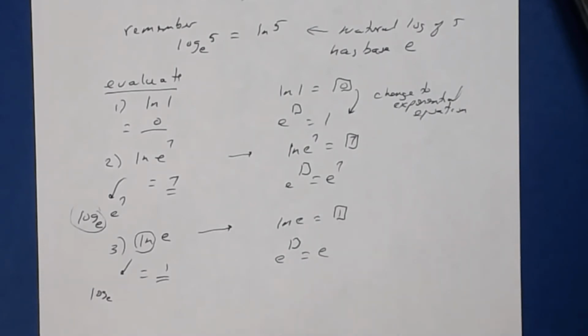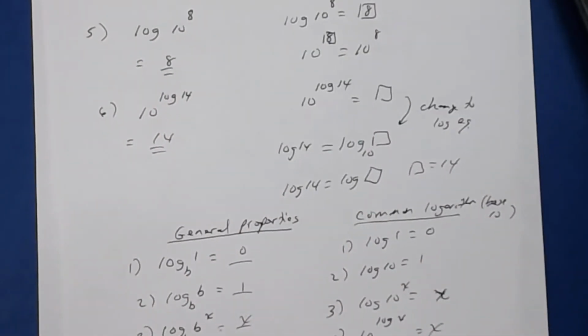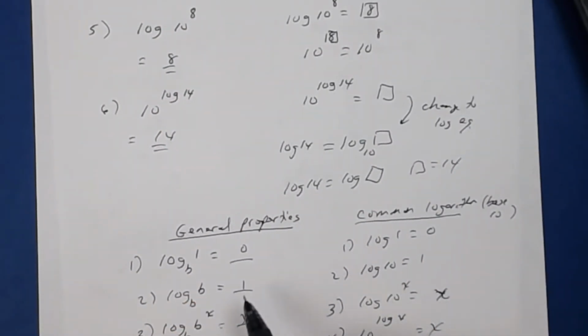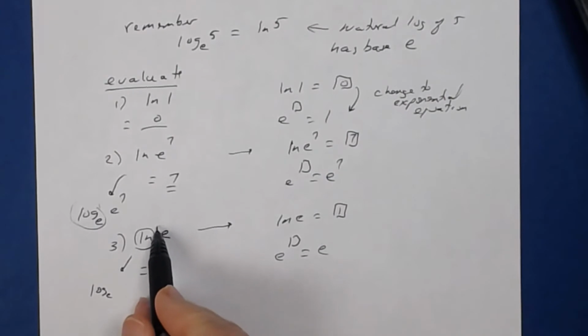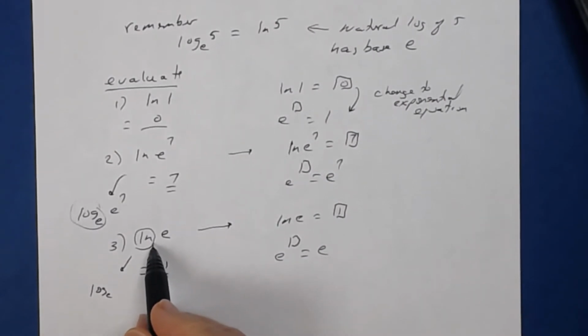It makes sense from number 2. If the argument is the same as the base, then it's just 1. That's what you're saying here. When you have the natural log of e, the argument and the base, which is e, are the same, so it has to be 1.